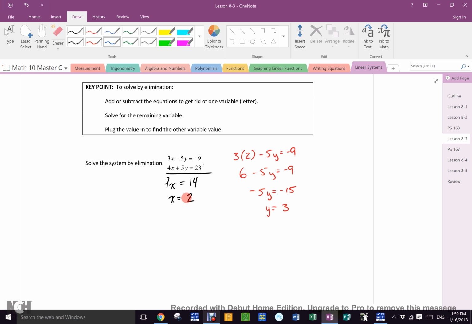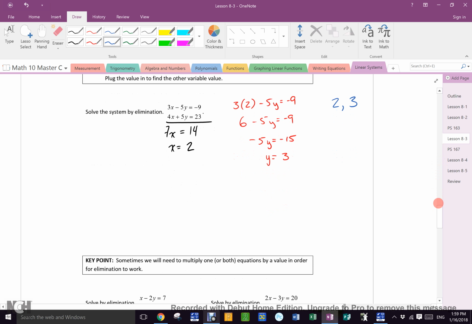The top one or the bottom one? We used the top one. Should I check the bottom one just to make sure? What's 4 times 2? What's 5 times 3? Is 8 plus 15 23? So can we do math? Yep. Everybody cool? All right.